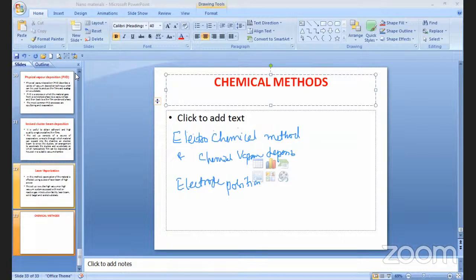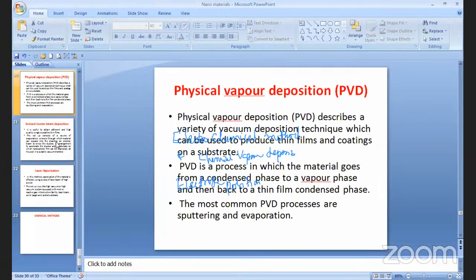So these are some methods for the synthesis of nanoparticles that we have seen. Starting with the physical vapor deposition method, and then the chemical vapor deposition method. Under those, we have different types of methods like the sol-gel process, and other types of methods we have seen.